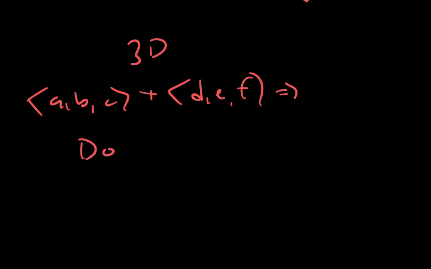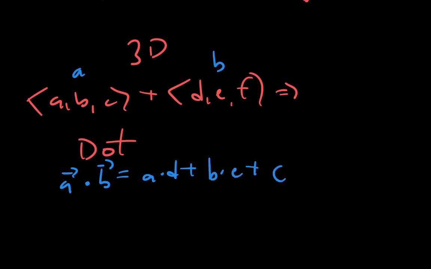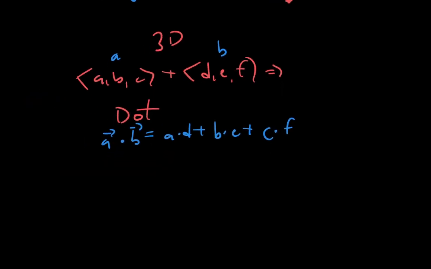We have the dot product. The dot product basically, A dot B is equal to, let's say this is A and this is B, A times D plus B times E plus C times F. And this is useful for not just finding the angle between the vectors, but we have this neat little theorem that says that A dot B is equal to the magnitude of A times the magnitude of B times cosine of theta.